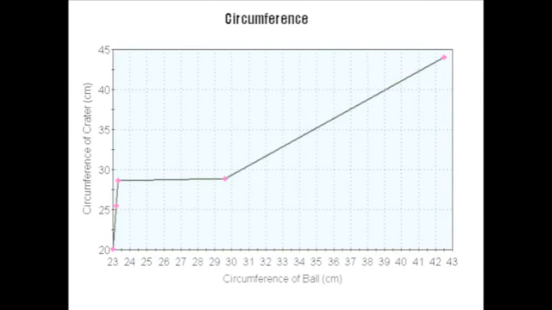This graph compares the circumference of a ball to the circumference of a crater that the ball made. The x-axis shows the circumference of the balls in centimeters, and the y-axis shows the circumference of the crater in centimeters. The line on the graph is going up. This shows the wider the ball, the wider the crater it makes.